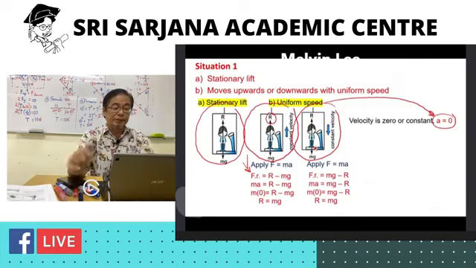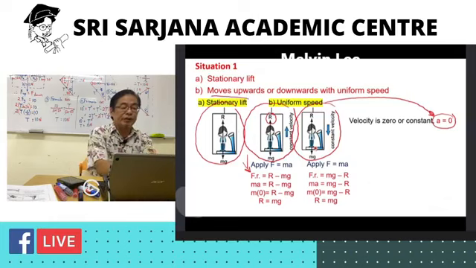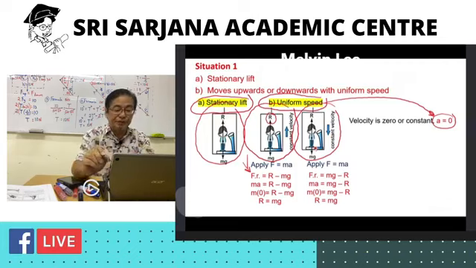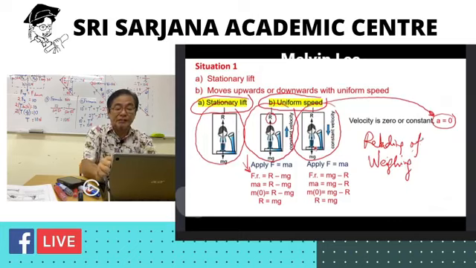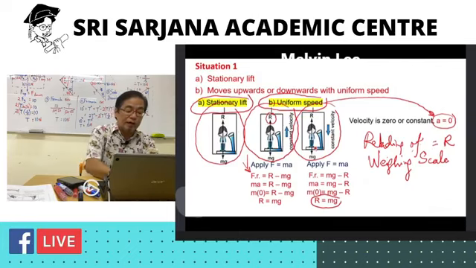So whether it is stationary or when the lift is moving with a uniform speed, the acceleration is 0, then the reading of the weighing scale is always equal to mg. Always remember, if the question asks for the reading of the weighing scale, the value we are looking for must be R. So R is equivalent to mg.